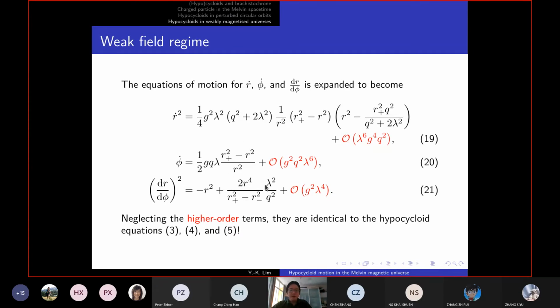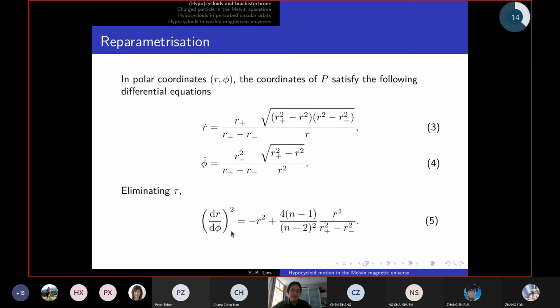So they are identical. To see this, I guess the easiest example is to look at equation 21. So up to leading order, which means this equation is true as long as the magnetic field is weak enough and the charge is strong enough. The dr d phi squared is equal to negative r squared, r to the fourth times a bunch of constants, right? So this is like the hypocycloid. If you remember, the hypocycloid equation is dr d phi squared is negative r squared, r to the fourth times a bunch of constants.